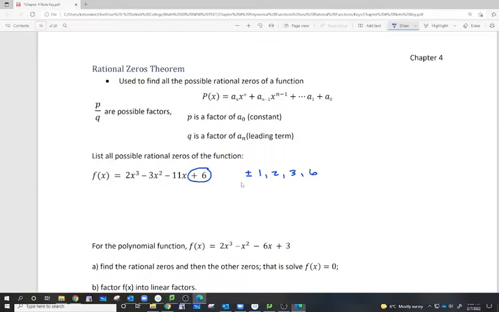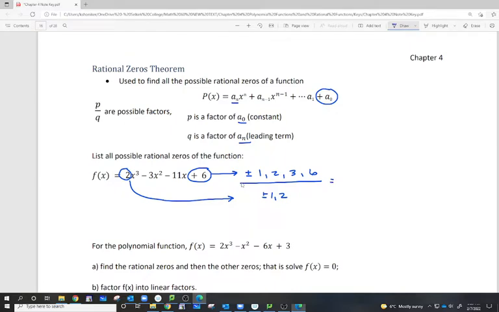The rational zeros theorem states that P over Q are possible zeros of your polynomial, where P is a factor of your constant, a naught, and Q is a factor of a n, the coefficient on your leading term. To find all the possible rational zeros for this function, you take all the factors of your constant, 6, and list them. Then you divide that by all the factors of your leading coefficient, all the factors of 2, which would be plus or minus 1 and 2. This will give us the whole picture.